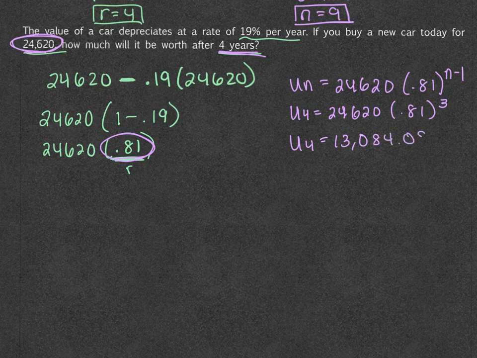So u sub 4 comes out to $13,084.08 when you round up. So what this means in context is if I start with a car that is $24,620, after 4 years, it's only going to be worth around $13,000.